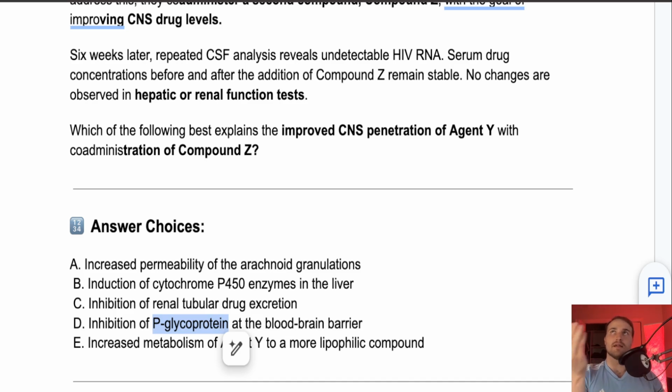PGP, P-glycoprotein, is an ATP-dependent efflux transporter on the luminal membrane of the capillary endothelial cells of the brain. It effectively pumps the drugs back in the blood. It's like, get out of here. We don't want you in the brain. And so drugs like antivirals that are normally excluded from the BBB now can accumulate in the CSF if you inhibit it. So that's the mechanism for this.